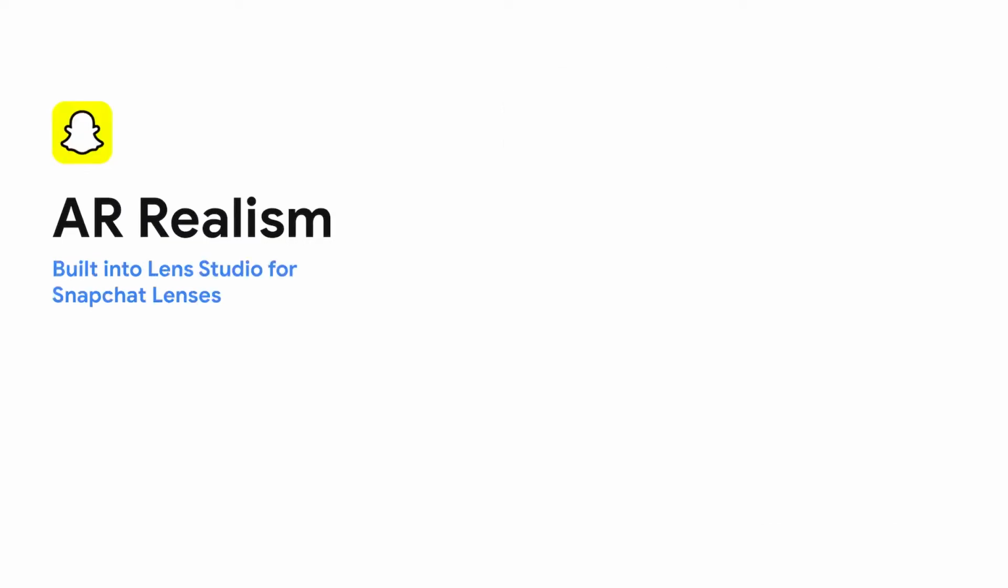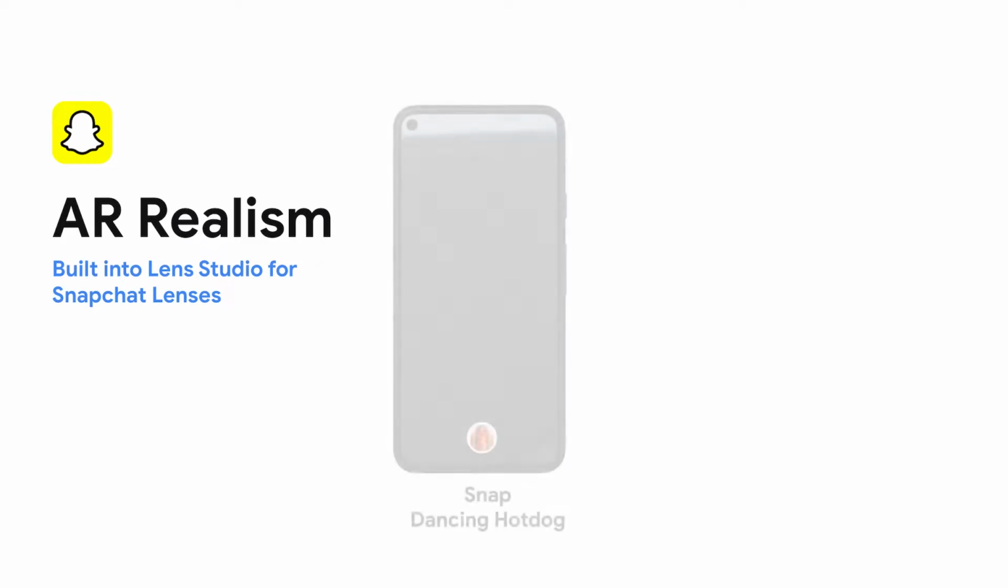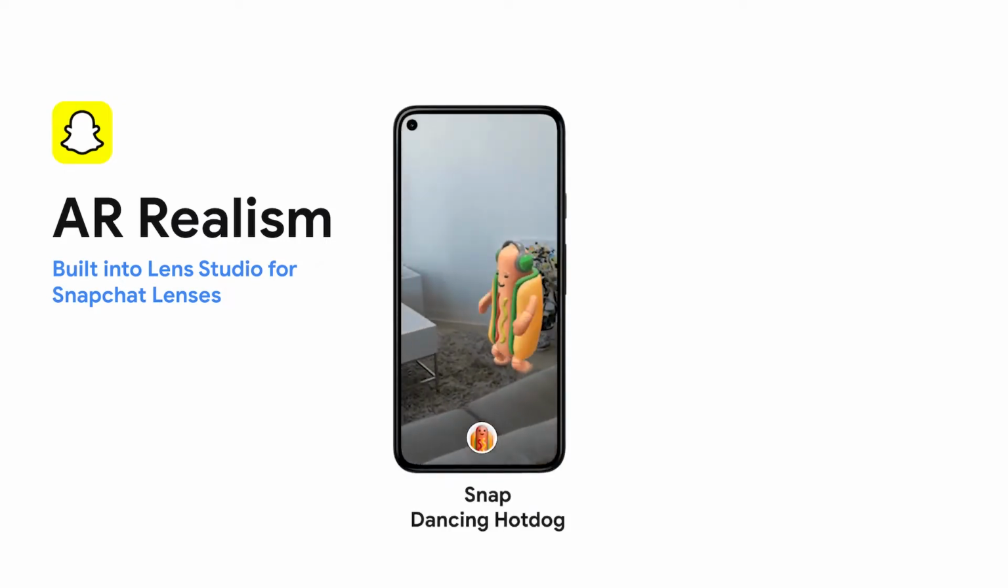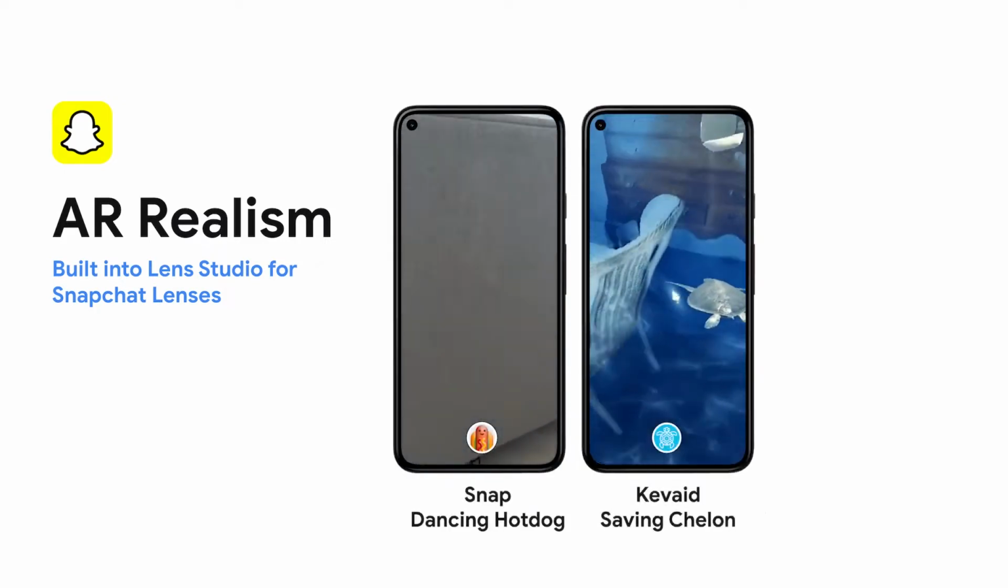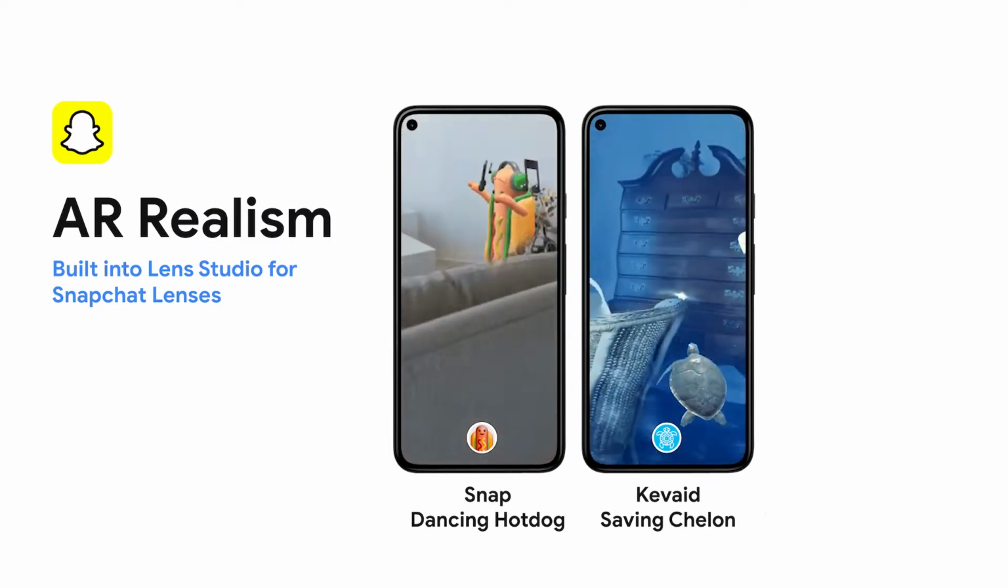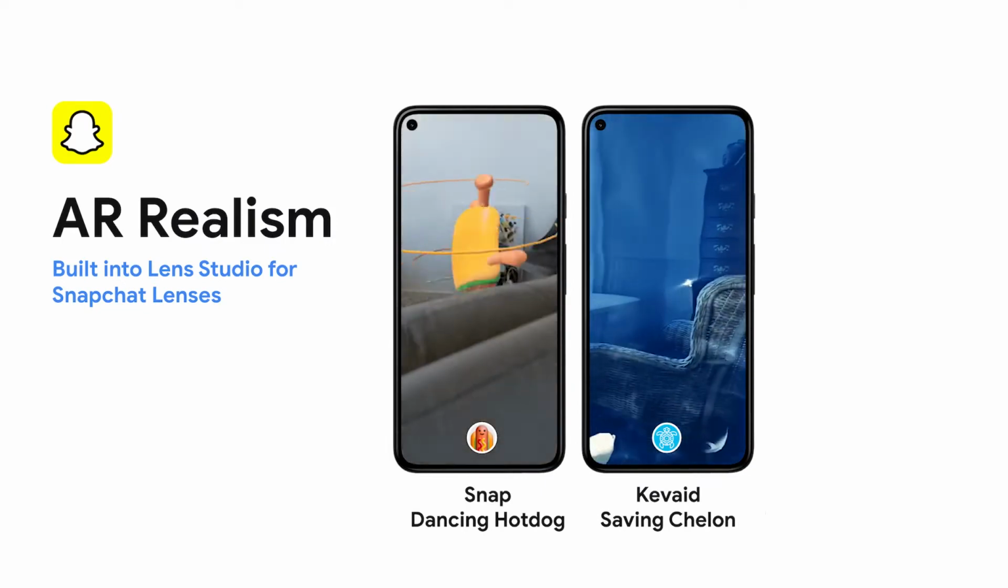Snap built the depth template into Lens Studio, so the creator community can add a layer of AR realism into their lenses using the ARCore Depth API. Here are a few examples of Snapchat lenses using depth. From occlusion in the dancing hot dog lens, to the immersive underwater experience where the light guides the turtle around and over real objects like the chair.